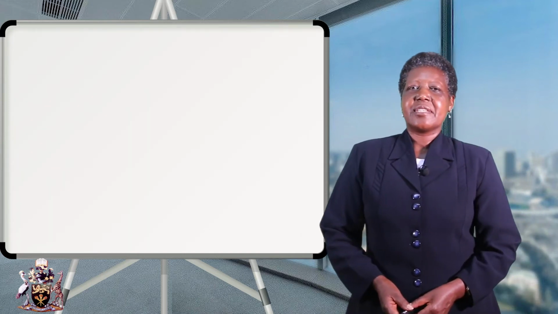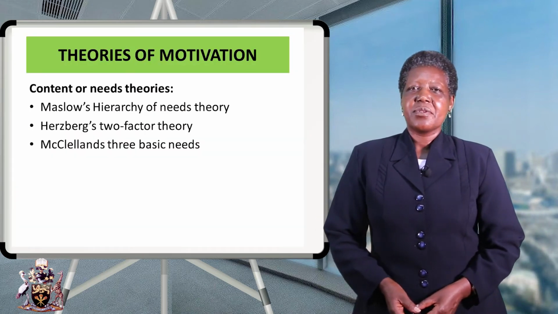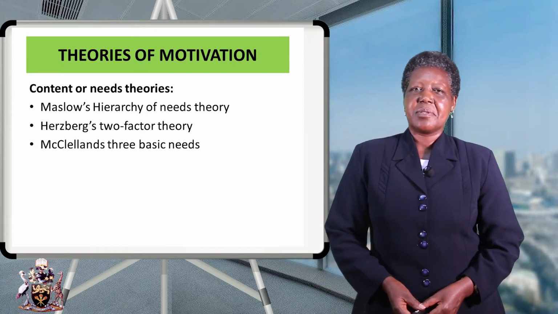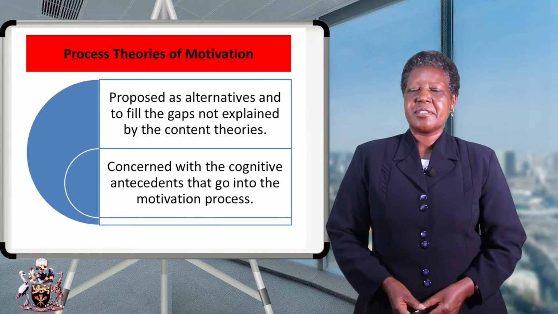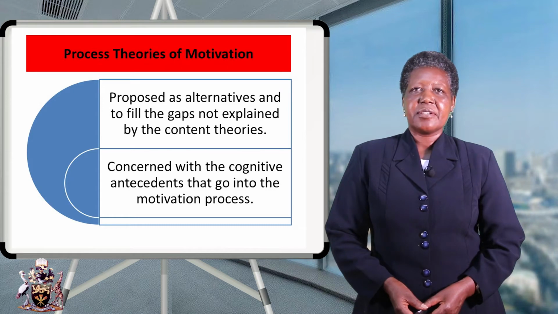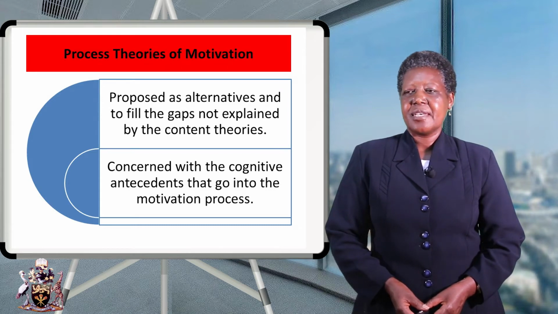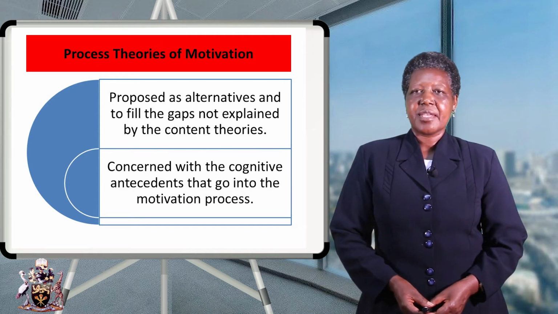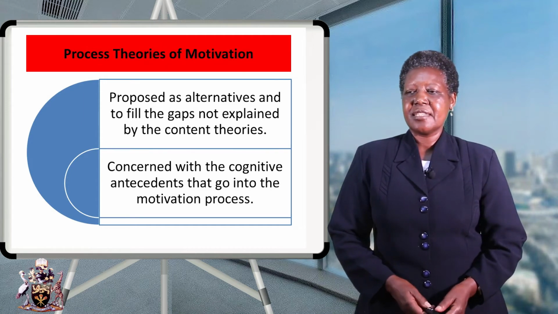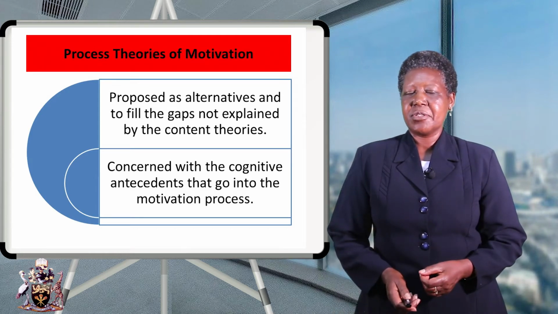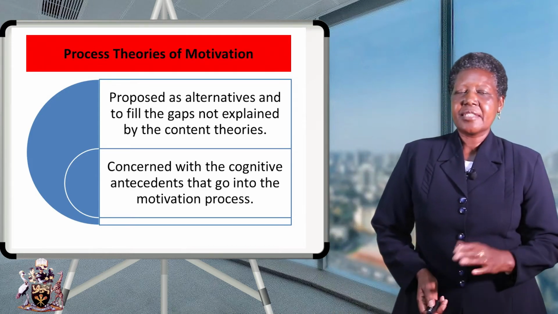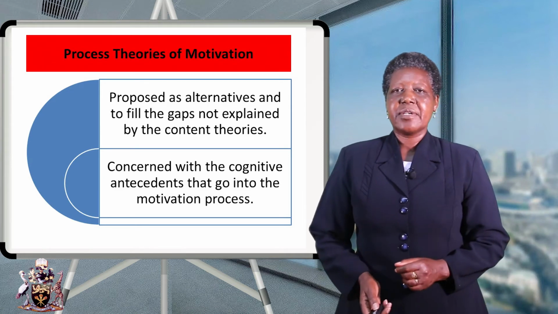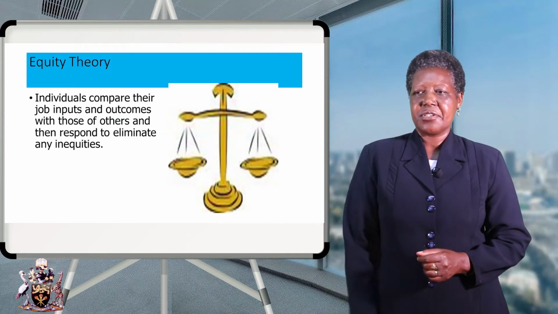Previously, we looked at the content theories of motivation, whose focus is on what motivates people. Now we will look at the process theories of motivation, whose focus is on why people get motivated. These theories were proposed as alternatives to fill the gaps that could not be explained by the content theories of motivation. They are concerned with the cognitive antecedents that go into the motivation process. There are several theories, and one that we look at today is the equity theory of motivation.